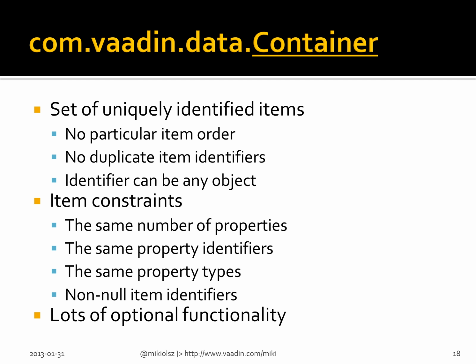What the container interface does is that it does not guarantee any item order. It does not allow duplicate identifiers. And the identifier can be any object. Typically, this is an integer number in databases at least, but you can use anything that works. It also places some constraints on the items it contains. So each item must have the same number of properties, and they have to be exactly the same properties in terms of type and the identifier. And of course, the identifiers of items have to be not null. So it has to be something that makes sense.